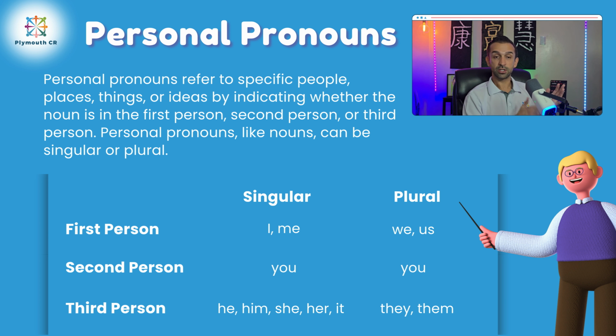For the second person, singular and plural, you is the same word. You love me, I love you. You see, you is a subject and an object too. And then in the third person, we have he goes with him, object pronoun, she, subject pronoun, goes with her, object pronoun. The pronoun it is the same, it and it, subject pronoun and object pronoun. And for they, subject pronoun, the object pronoun will be them. Okay? This is very important.